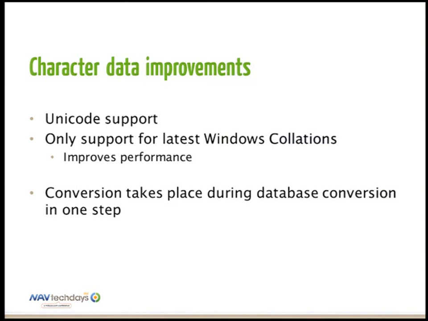This, of course, means that we need to convert all the data. This happens when you do the technical upgrade part of the upgrade. It's all done in one step. We both convert the collation to the new collation, and we convert to Unicode in one step. It will bring up a dialog basically suggesting the new Windows collation, and then if you accept that, the conversion will take place.